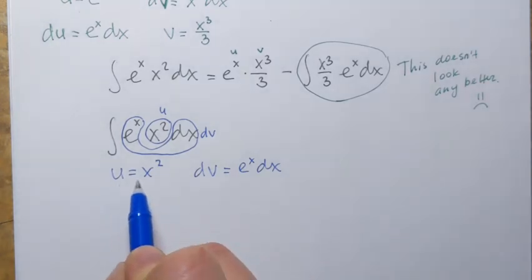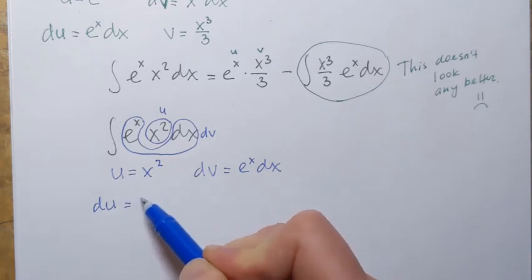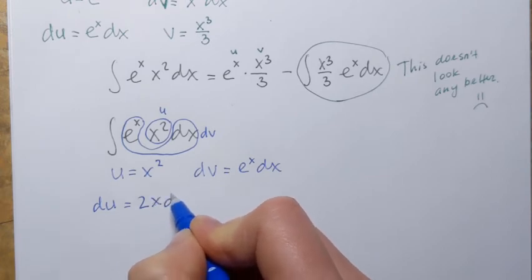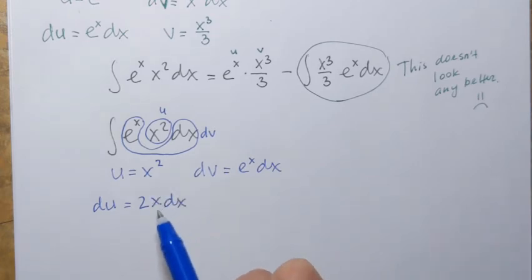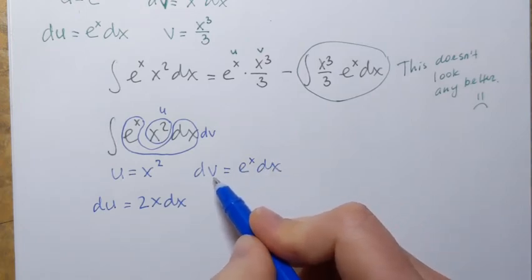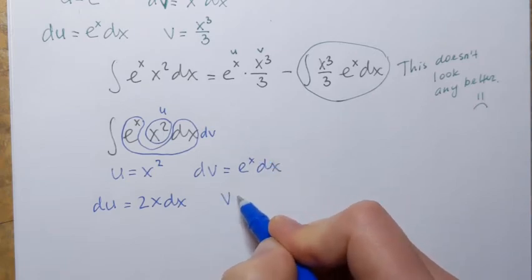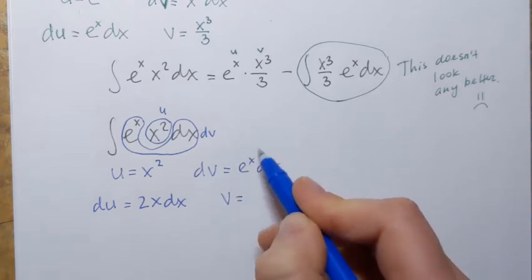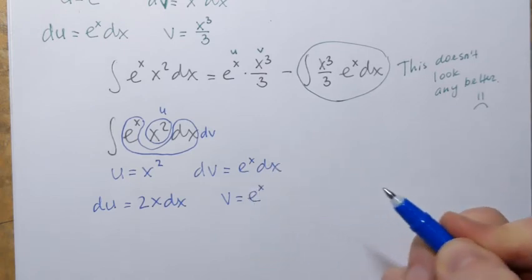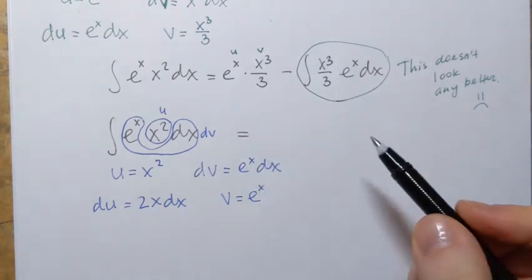Now I have u, I need to find du for the formula. Here we have to find the derivative, right? So the derivative of x squared is 2x dx. Okay, so at least the power went down, right? That's a good thing. Now dv is e to the power x dx. V itself is going to be the antiderivative, or integral. Well, the integral of e to the power x is itself. That stays, but let's see how the right hand side will look now.